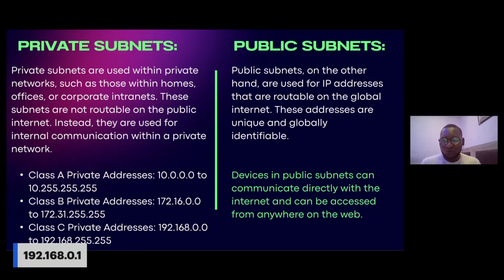Do you get? So right down there is the class for private IP addresses, and when you subtract all this private IP address, every other thing belongs to the public IP address. So the public IP address is basically connected to the internet, right? It is, on the other hand, an IP address that is global and accessible to the internet. Devices in public subnets can communicate directly with the internet and can be accessible from anywhere on the web.